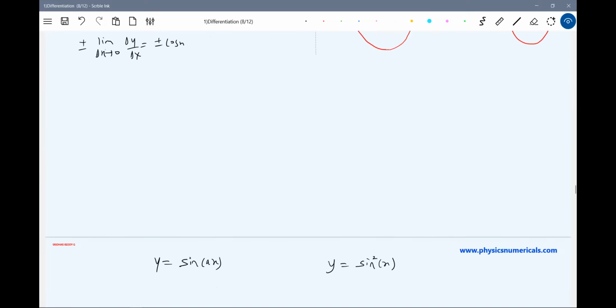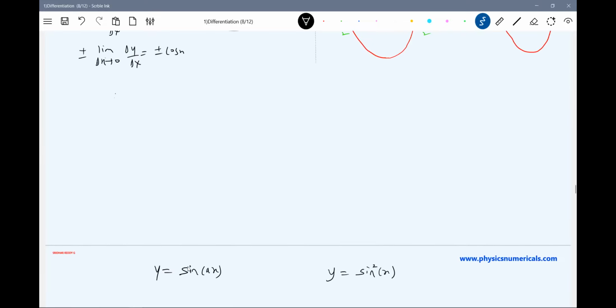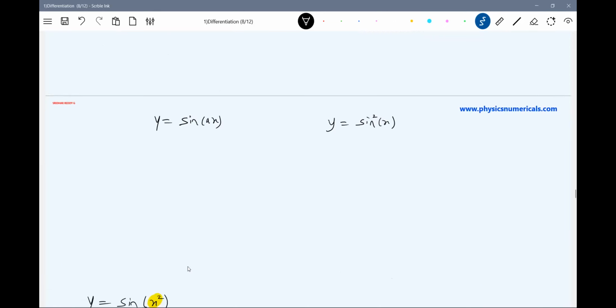Similarly, the derivative of cos x will be minus of sin x. Again, in the cos x graph, if you calculate the slope, it will vary like a sinusoidal, negative of sinusoidal. So the derivative of cos x will be minus sin x. Next, we'll go for the chain rule.